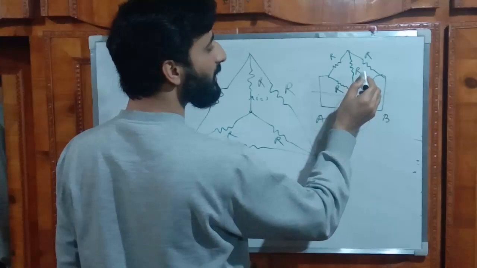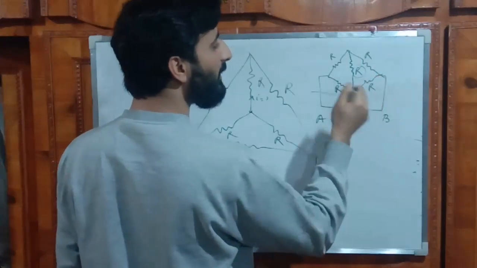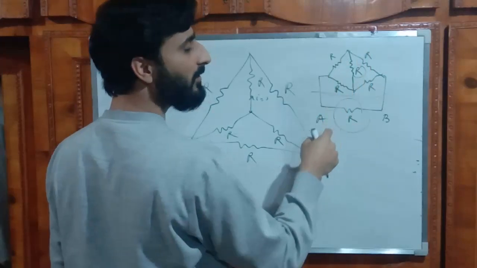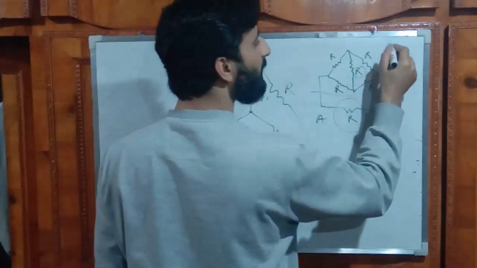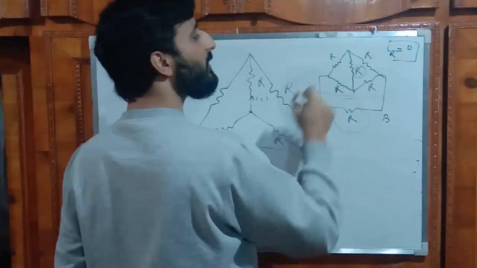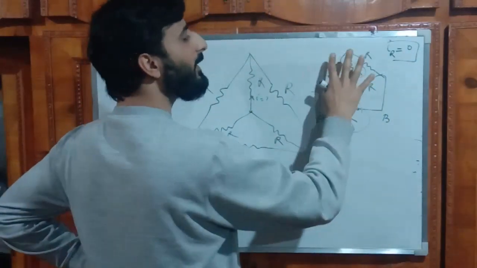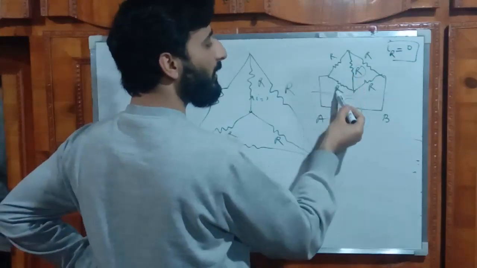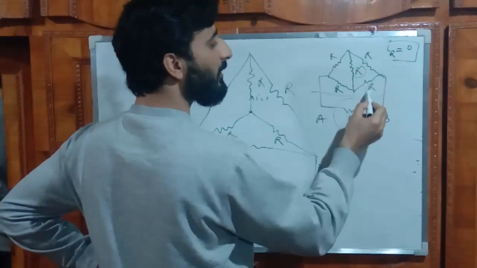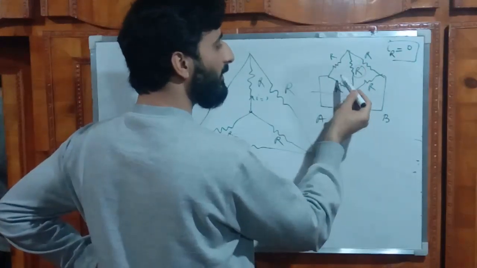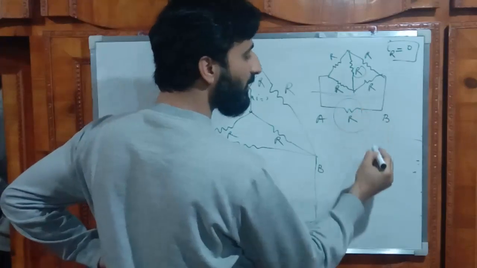Now the current through this R will be, is this balanced? Yes. R into R is R square, R into R is R square. So the current through this R will be 0. And if the current through this R is 0, what will be the net resistance of this circuit? R parallel R is R by 2, R parallel R is R by 2, and R by 2 and R by 2 add up to R, and this R will be in parallel with this R, so the net answer will be R by 2.